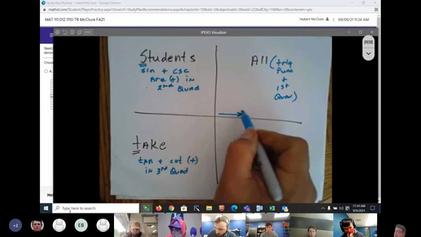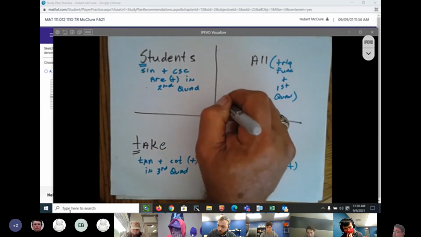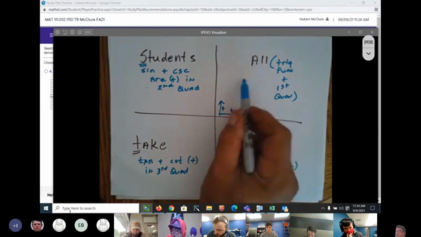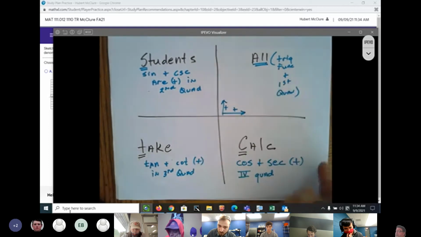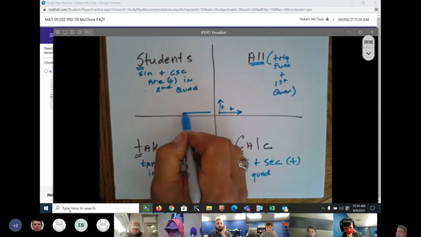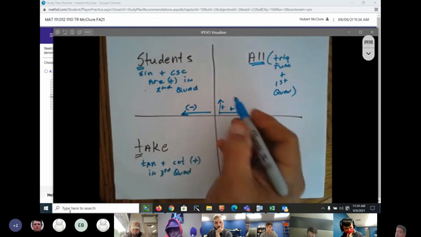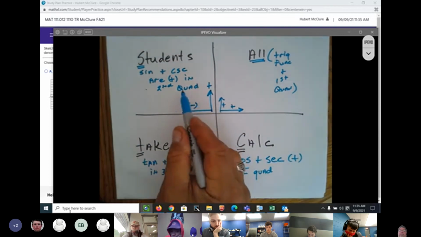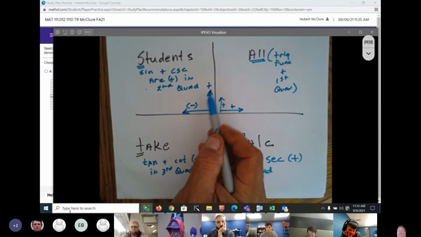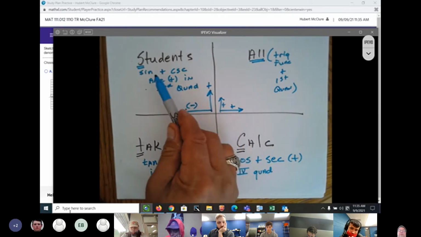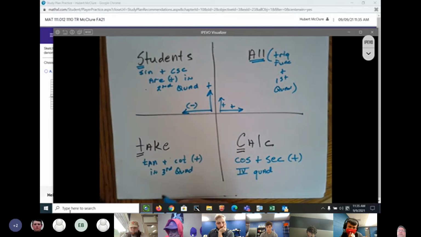Because x in this direction is positive, and y in this direction is what? Positive. So everything in the first quadrant is going to be positive. Here, what is x? So there's going to be a couple in here that are positive divided by negative or negative divided by positive, which is negative. So that's why you got some that are positive and the others are negative.